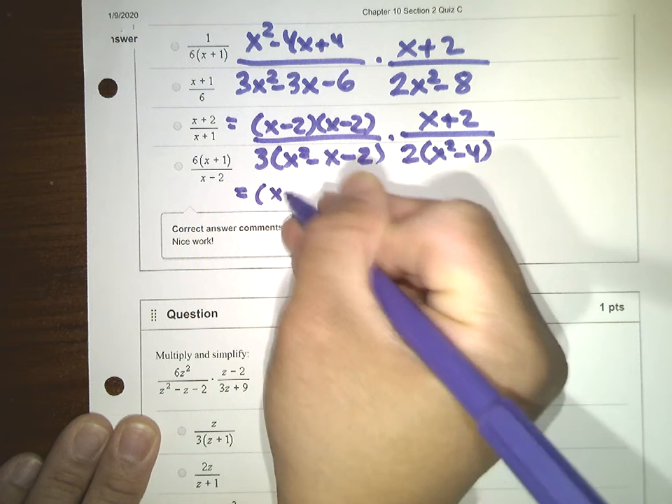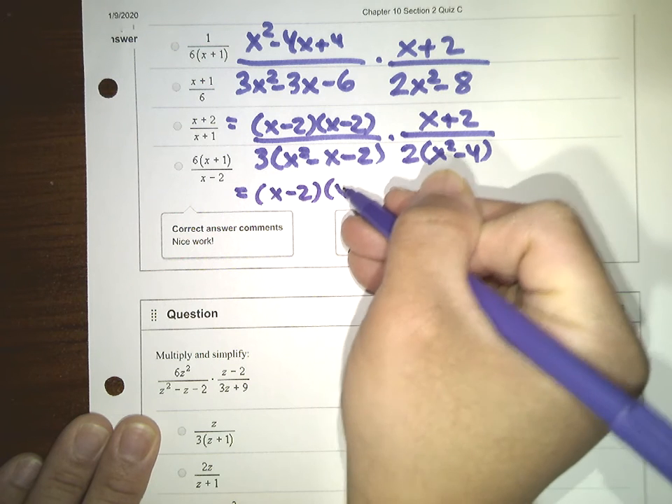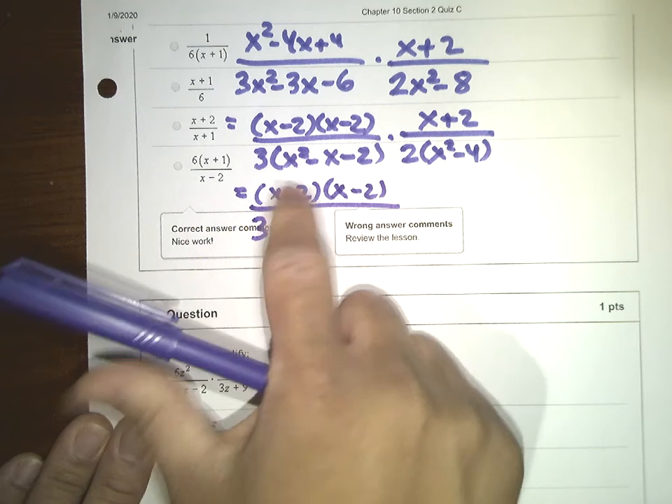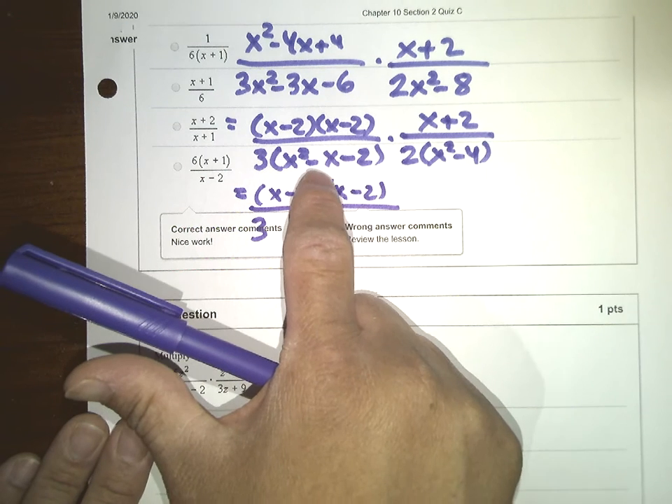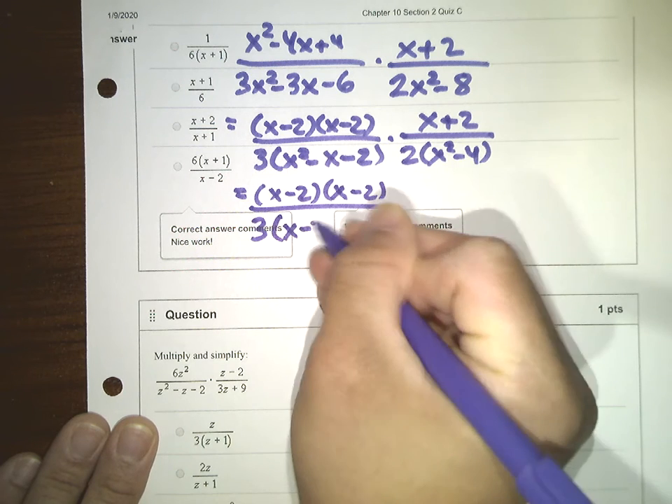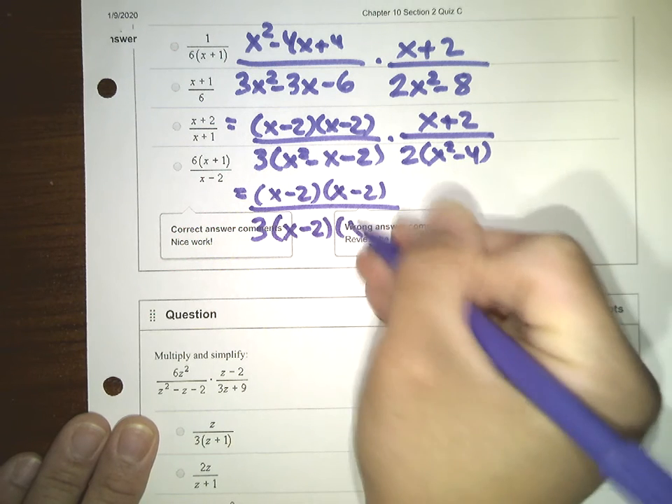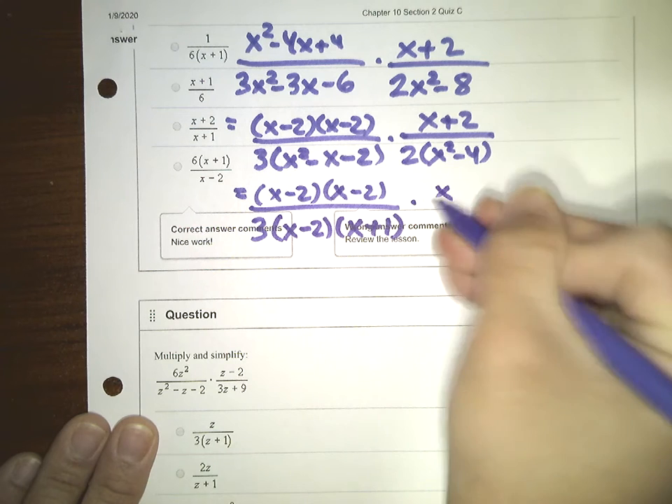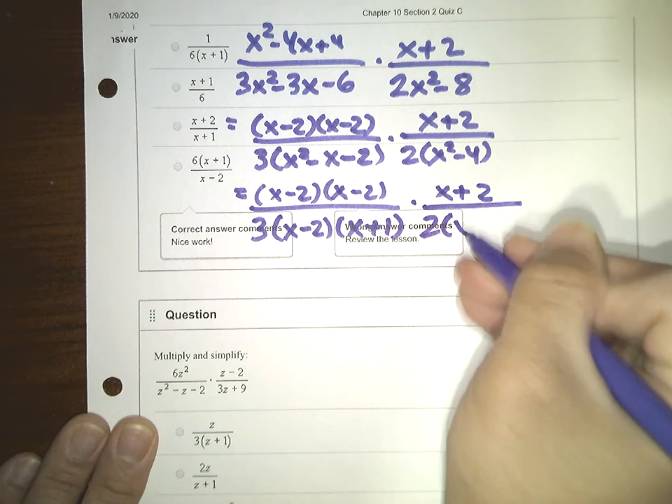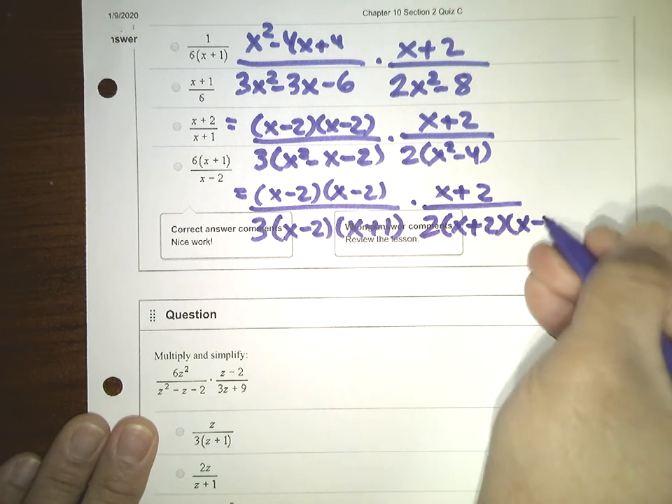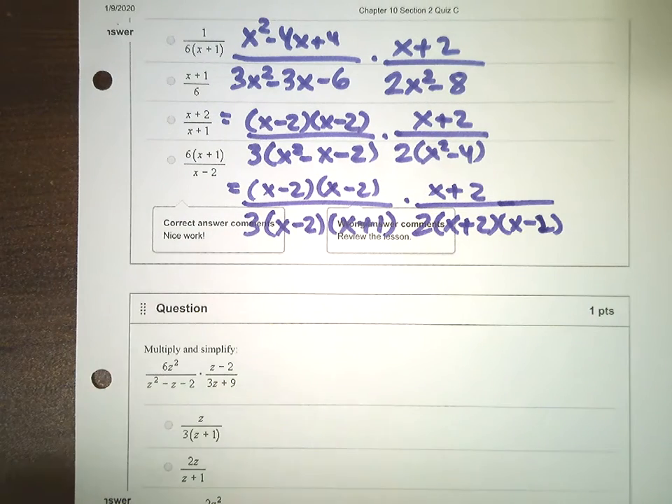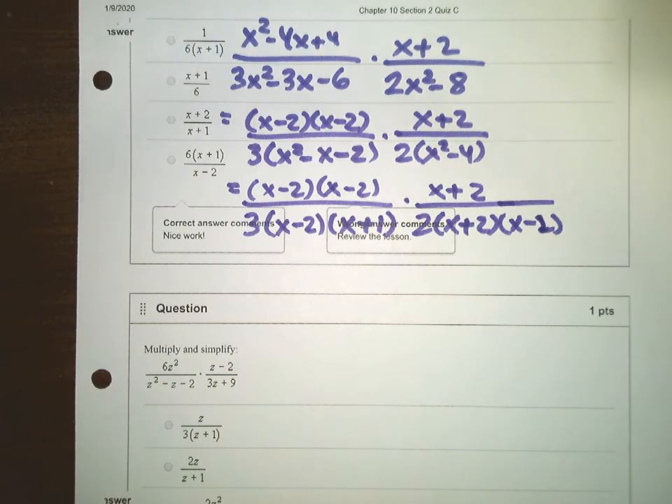So I have x minus 2 times x minus 2. And then I can factor this x squared minus x minus 2 into x minus 2 and then x plus 1, and then I can factor the x squared minus 4 into x plus 2, x minus 2, and then I go ahead and divide out my common factors in the numerator and denominator.